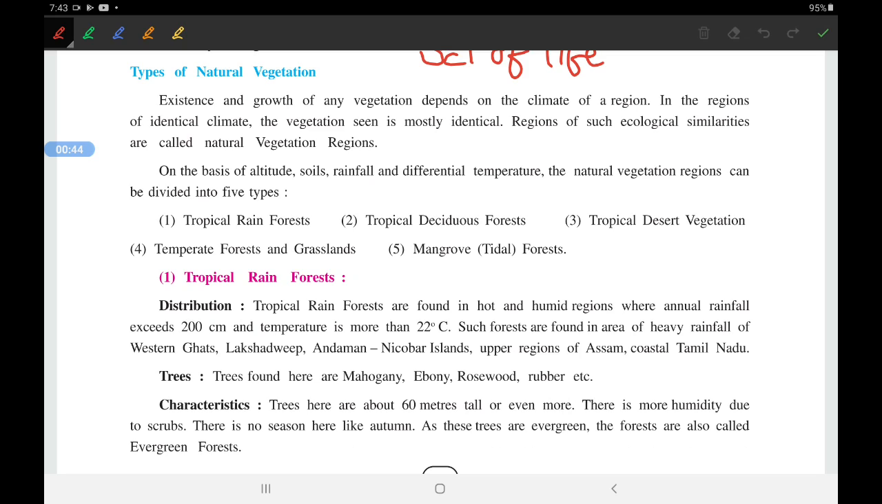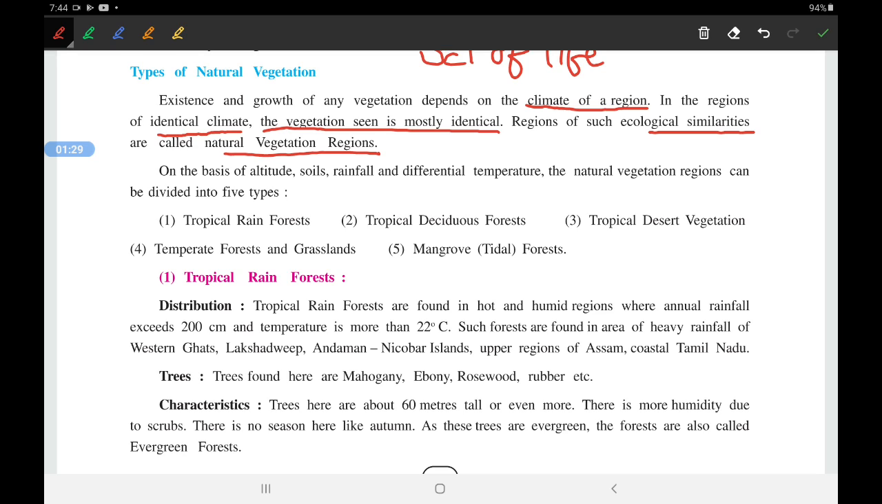Existence and growth of any vegetation depends on the climate of the region. This we have already seen in one of the factors, that climate, humidity and temperature are all factors related to climate. In regions of identical climate, identical means same climate, the vegetation seen is mostly identical. So those areas which have the same type of climate will have the same type of vegetation. Regions of such ecological similarities are called natural vegetation regions.